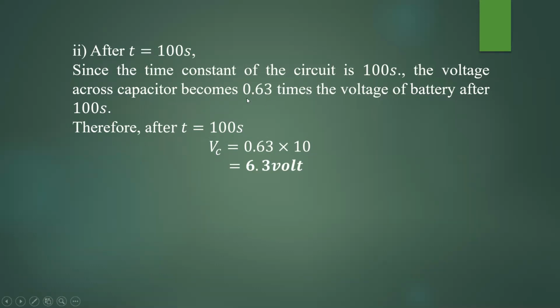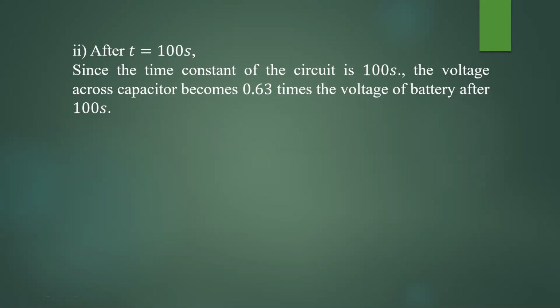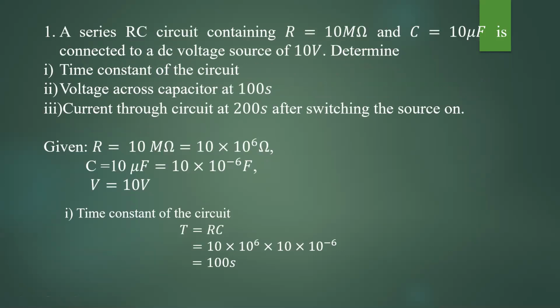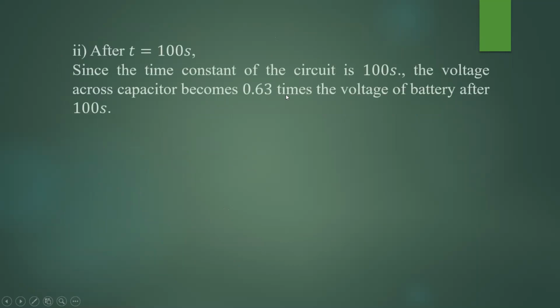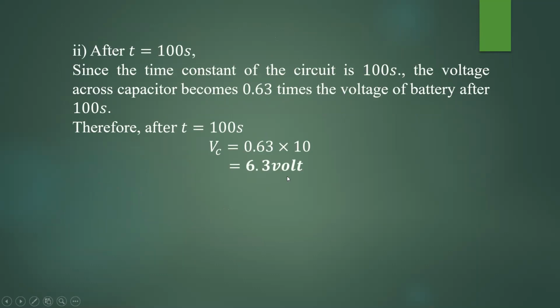You recall the definition of time constant. How have I obtained this particular equation? Because at t is equal to 100 seconds, that means t is equal to RC. That's why at that particular time constant, the voltage becomes equal to 0.63 times of maximum voltage. What is the maximum voltage? Maximum voltage is battery voltage. They have given battery voltage equal to 10 volt here. Battery voltage is 10 volt. That's why 0.63 times of 10 volt you have to obtain. Okay, so this is how you can obtain this particular term 0.63. So 6.3 volt is the voltage across the capacitor at t is equal to 100 seconds.